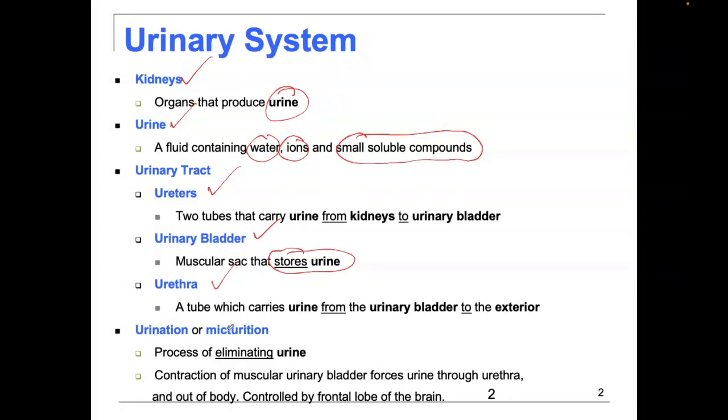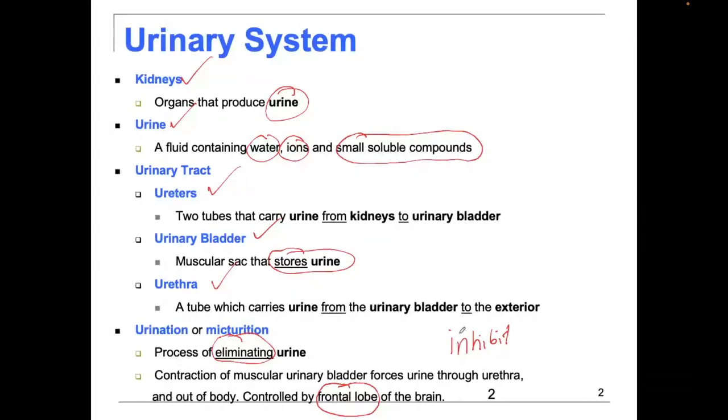Two terms, urination and micturition. These are interchangeable terms that are just the process of eliminating urine. There is contraction of the muscular urinary bladder that's going to force urine through the urethra and out of the body, and it's controlled by the brain, the frontal lobe of the brain. The frontal lobe gives us the ability, when it's working well, to inhibit.